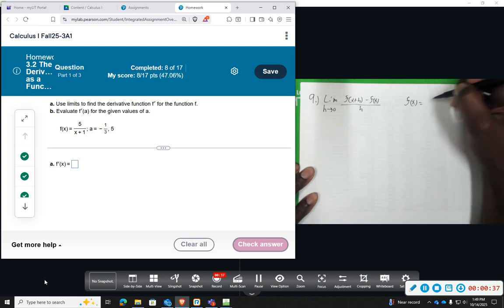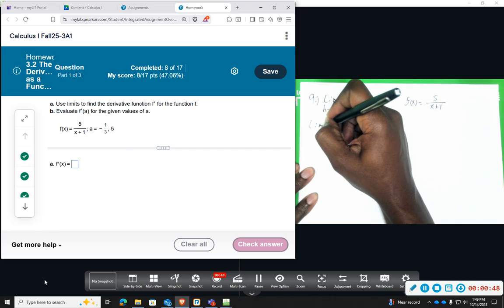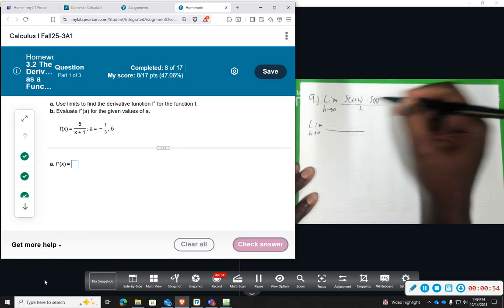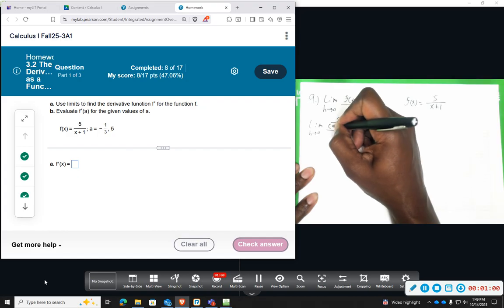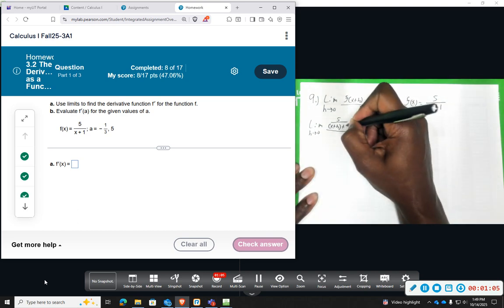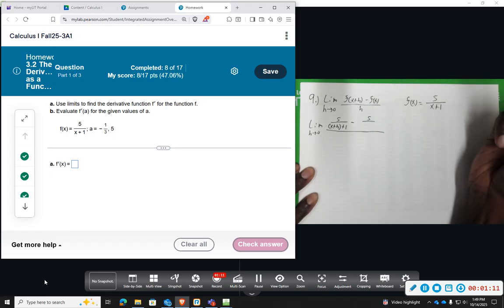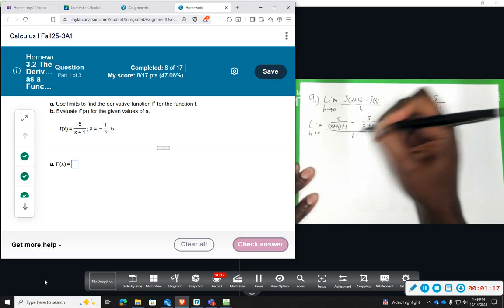f of x is given to be 5 divided by x plus 1. So we're going to plug in x plus h for x. So we have 5 divided by x plus h plus 1 in place of my x, and then minus 5 divided by x plus 1, and this is all over h.